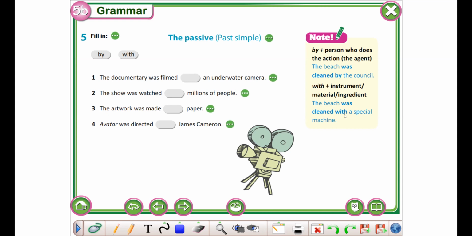But if you're talking about the instrument by means of which we did the activity, we're using the preposition with. The beach was cleaned with a special machine. With. Yes. The show was watched by millions of people. Yes, that's right. The artwork was made with paper. Paper. Avatar was directed by James Cameron.